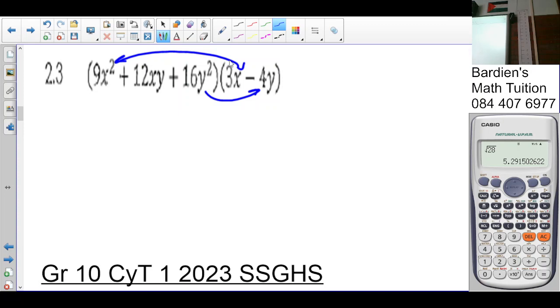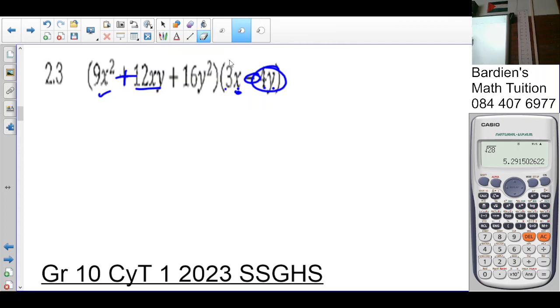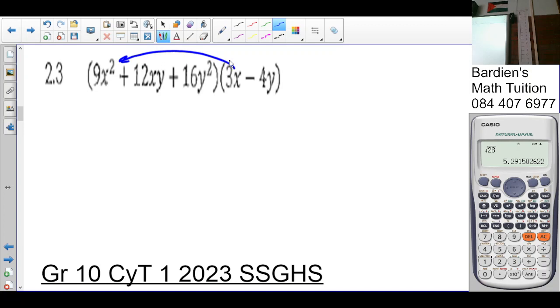So how do we identify the rule? We check from the binomial. 3x all squared is 9x squared. That is negative and this is positive. 3x times 4y is 12xy. And the last term is squared, which is negative 4y all squared is going to give you 16y squared, which is correct. So I can multiply the first and the last, which is now going to give me 3x times 9x squared is going to give you 27x cubed. 16y squared times negative 4y is going to give you negative 64y cubed.